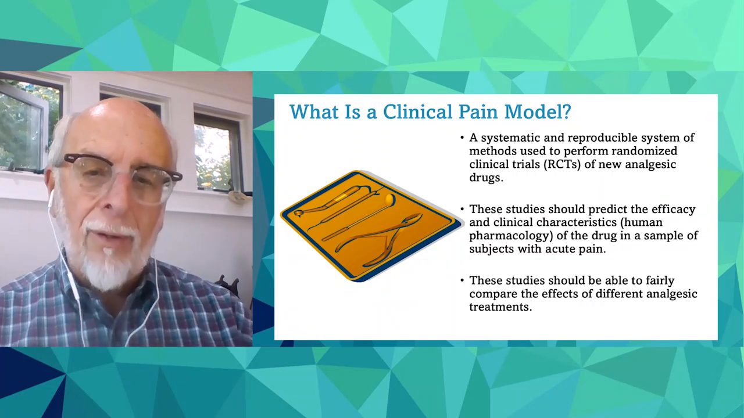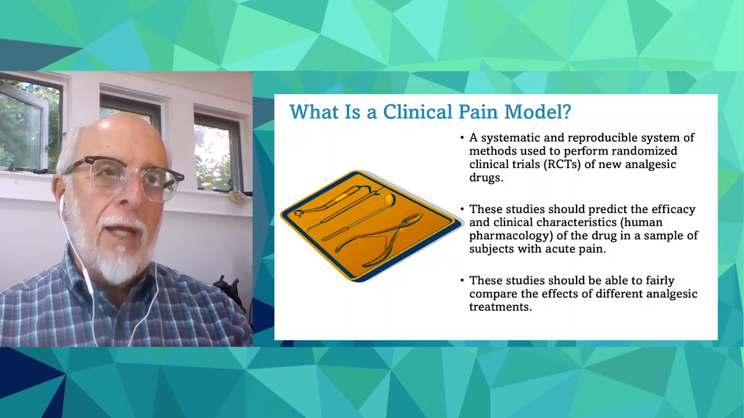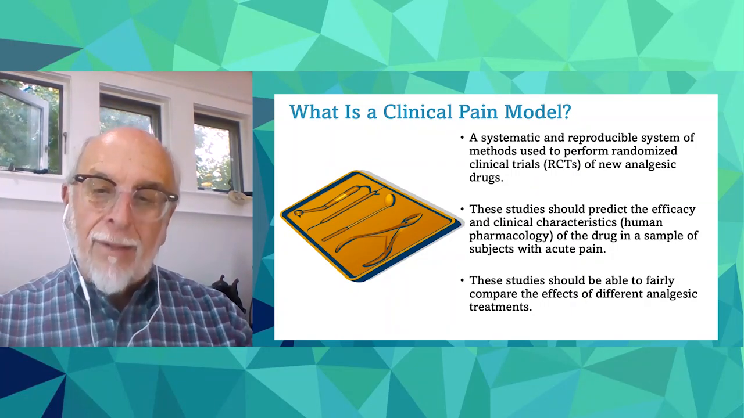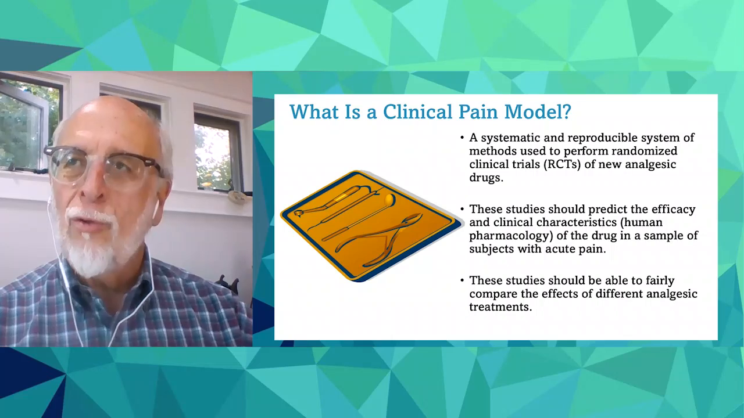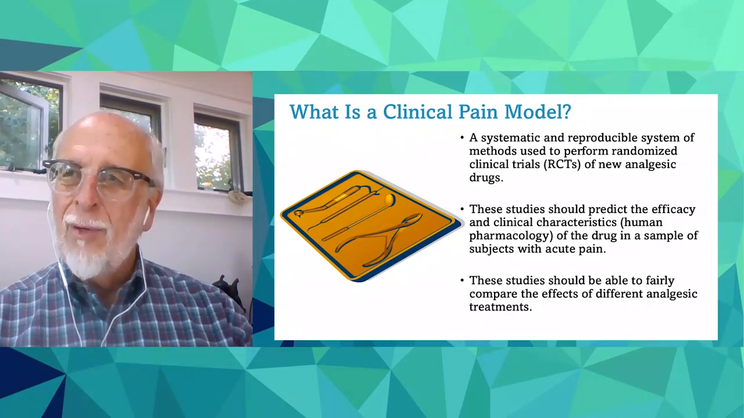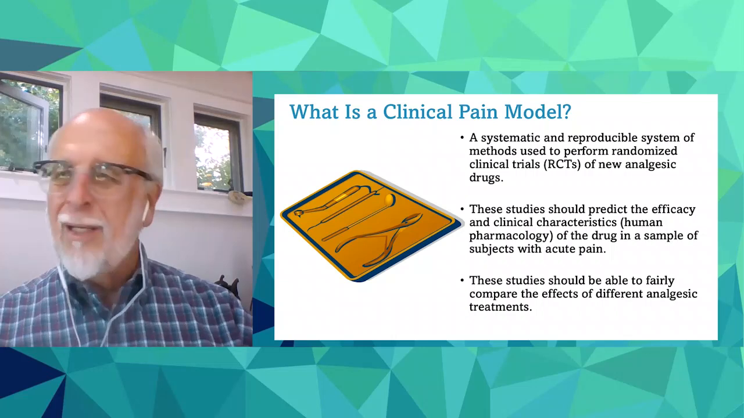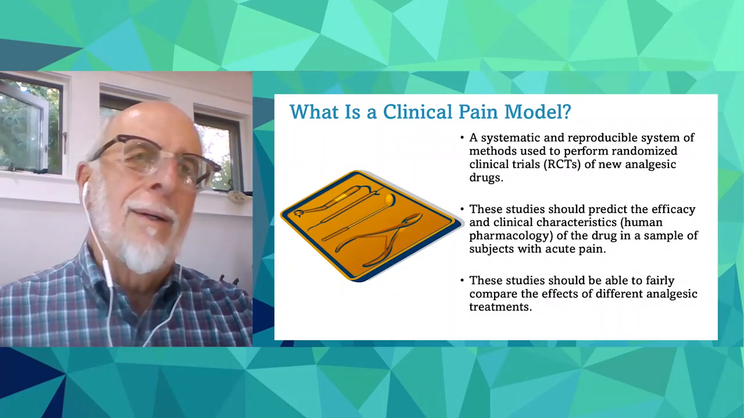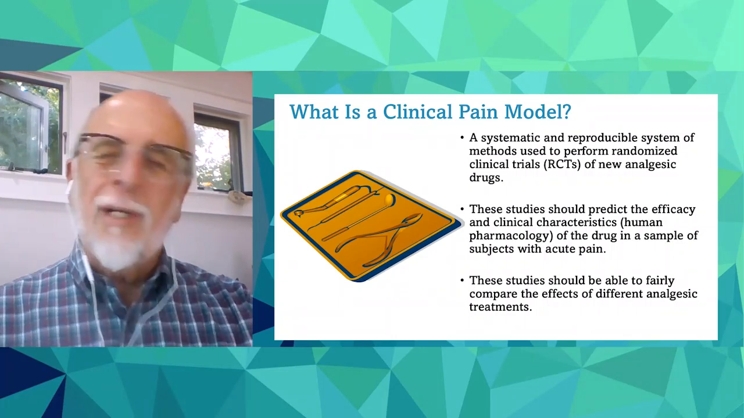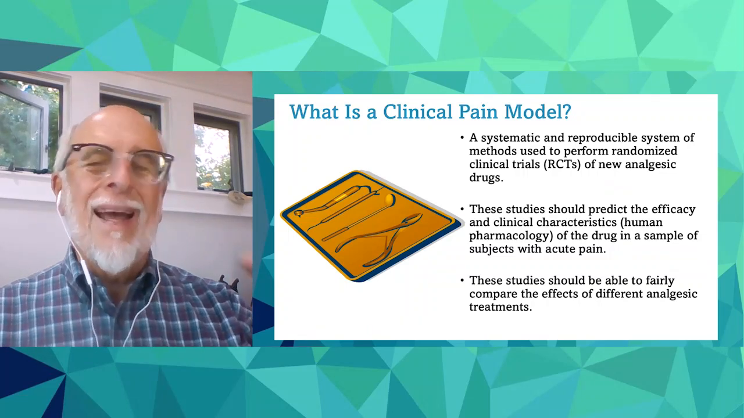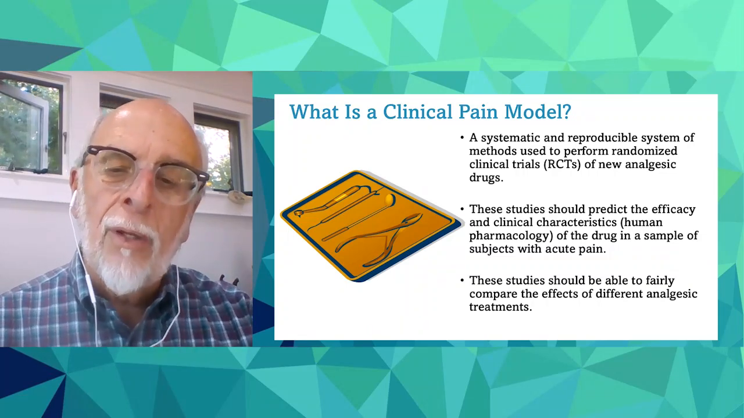A clinical model is just a systematic and reproducible set of systems and methods to perform clinical trials. We try to standardize all the other variables outside. Who's doing the surgery? How many teeth are extracted? How long can the surgery go on? What type of anesthesia do you use? So that you can make them as homogeneous as possible.